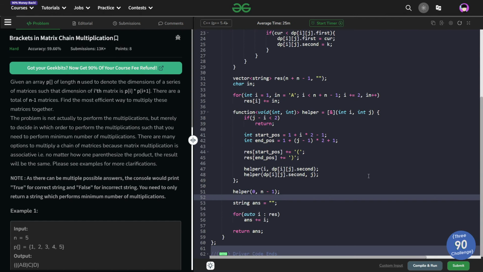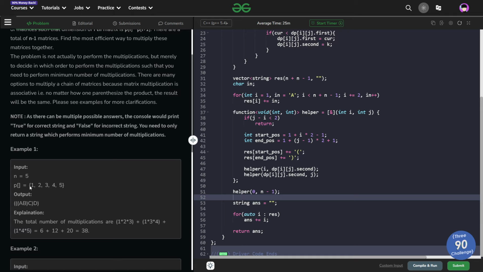So in this video, we're going to discuss Geeks problem of the day, and today's problem is brackets in matrix chain multiplication, and it is a hard level problem. So this problem is actually an extension of a very popular problem, and I'll tell you both of the problems.